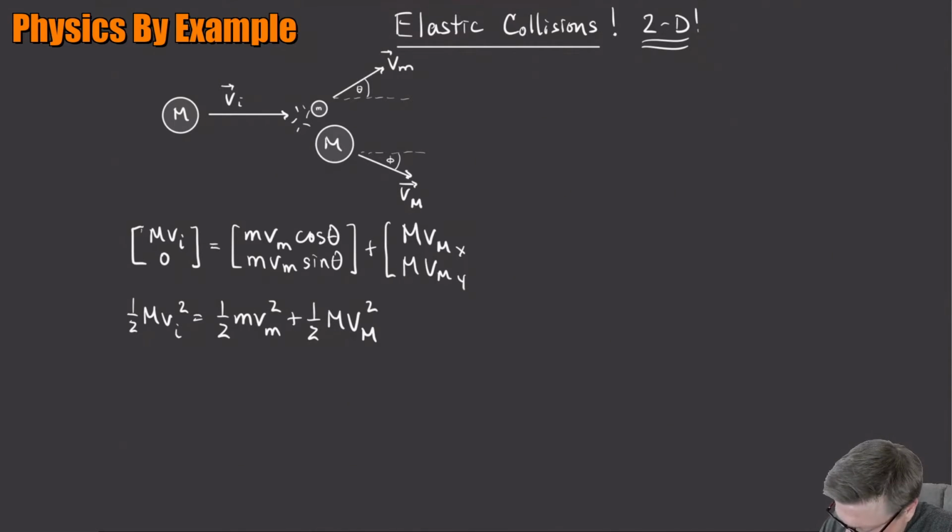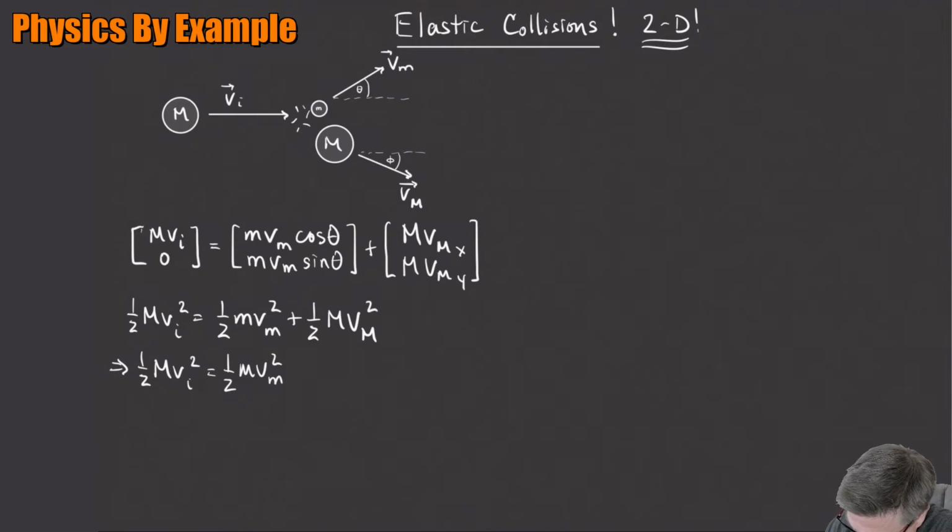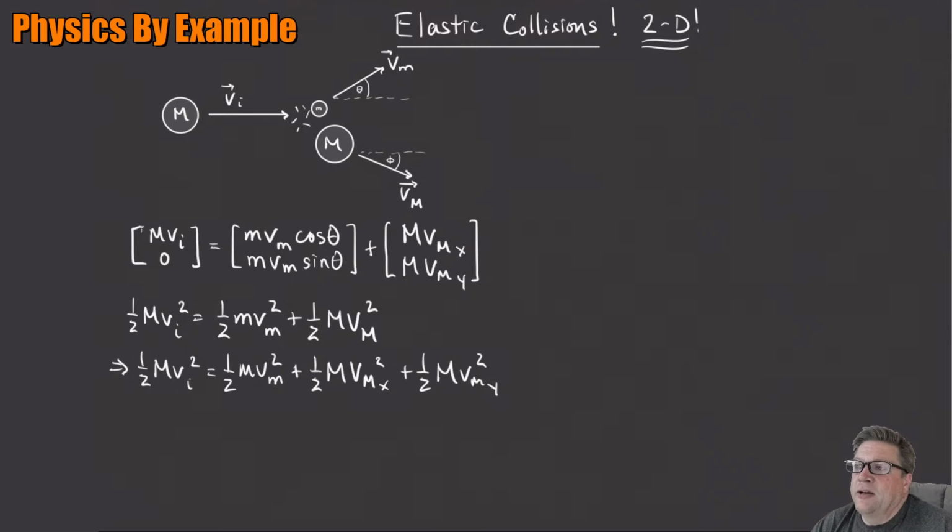But you know what? Since we left it in terms of components, look how I can write the second equation. Let me write it like this. This will be kind of useful. 1/2 m VI squared is 1/2 m VM squared. What is VM squared? That's the speed of the mass, right? But if I know the x and y components, that's just 1/2 m VMX squared plus 1/2 m VMY squared, right? That's certainly going to be true. This thing breaks into two pieces.